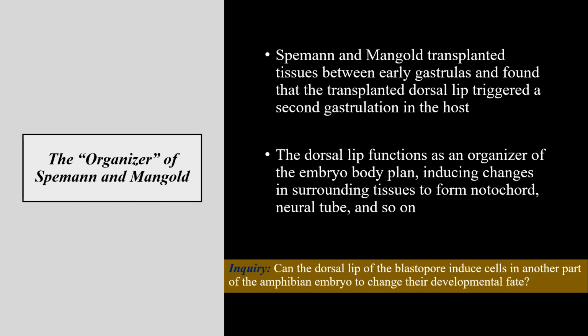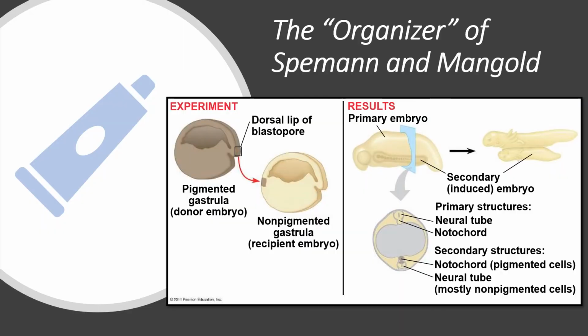So what happened is that there was another development, or transplantation, in that embryo. This means that inside that embryo, there was another embryo. Okay? That's how important the dorsal lip is for the body plan of the embryo. In this one, this is the experiment itself. This is the pigmented gastrula of a donor embryo, and then they transplanted it to another part of the recipient embryo.